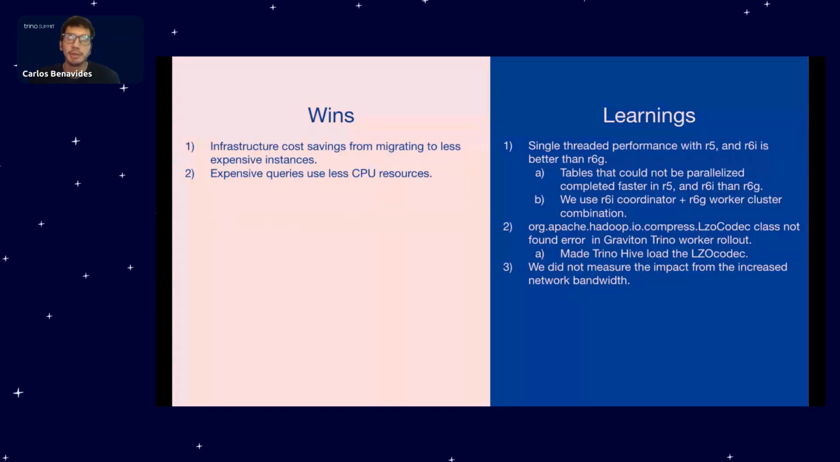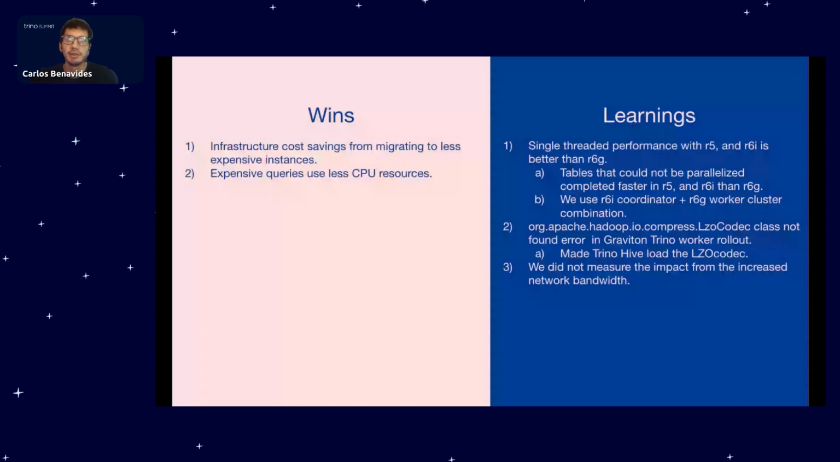So now we'll talk about the wins and learnings from this Graviton migration. The wins we gained from this migration or optimization were infrastructure savings by switching to less expensive instances, and more expensive queries use fewer resources to compute. We did have a few learnings during this migration or rollout.